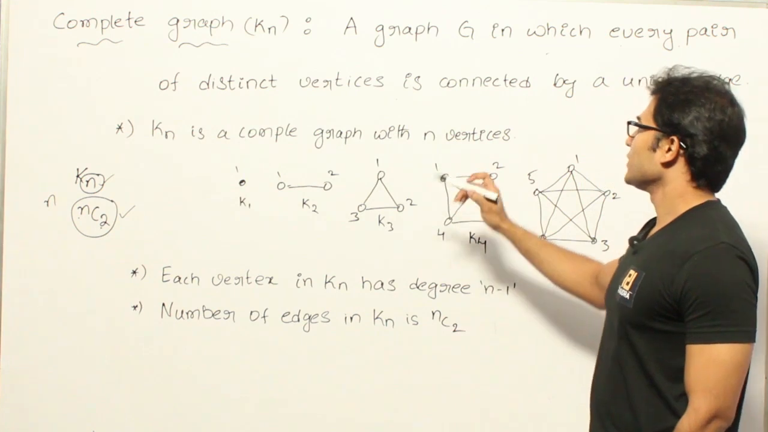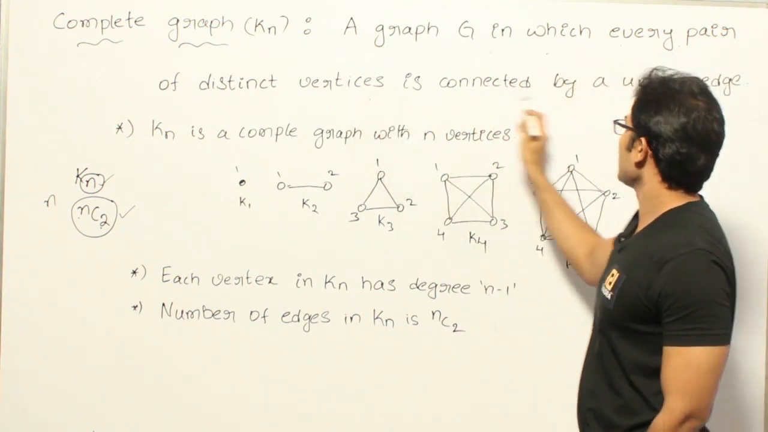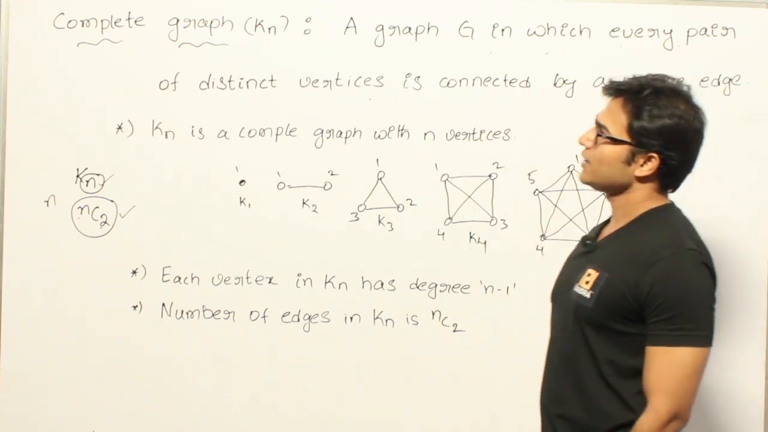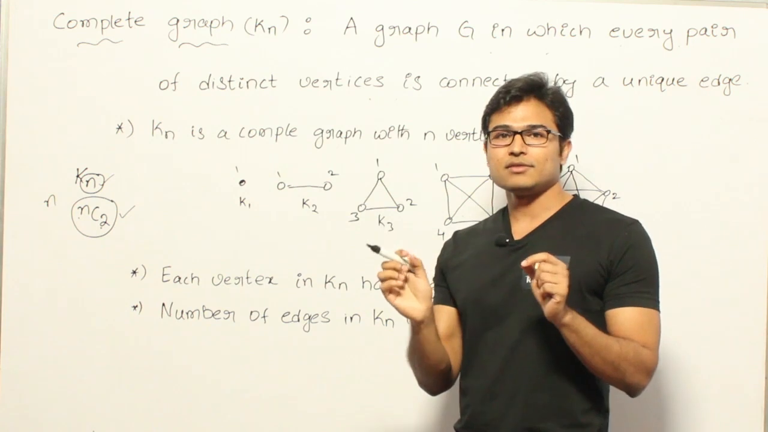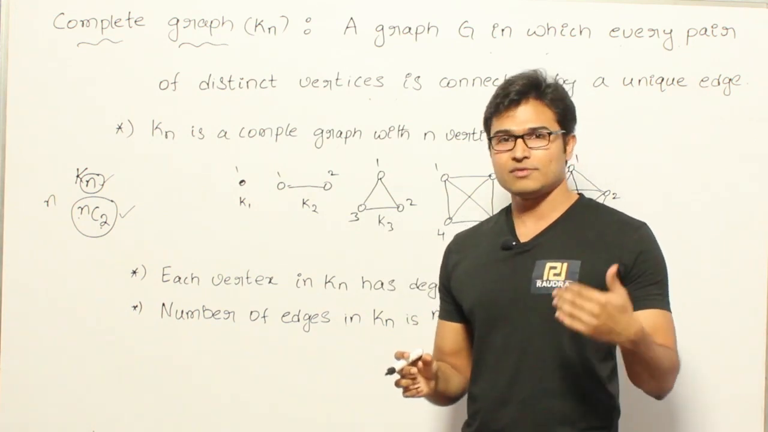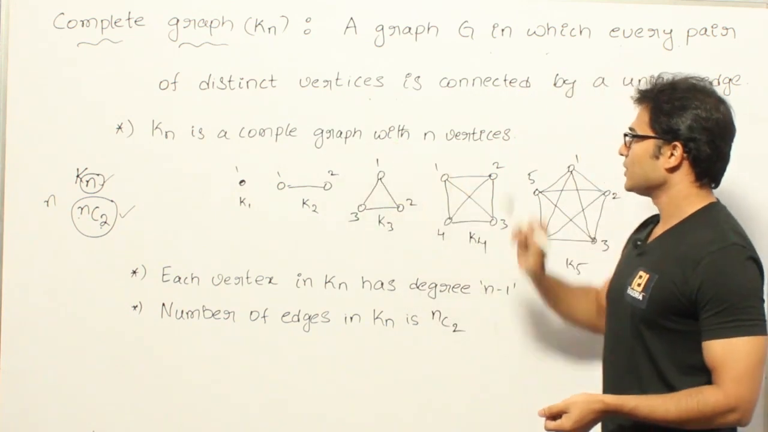Now let's see the definition of it. A graph G in which every pair of distinct vertices is connected by a unique edge is called a complete graph. So what does it mean? Take any two vertices, they should be connected, right? If you have such a graph, then that is called a complete graph. Kn is a complete graph with n vertices.